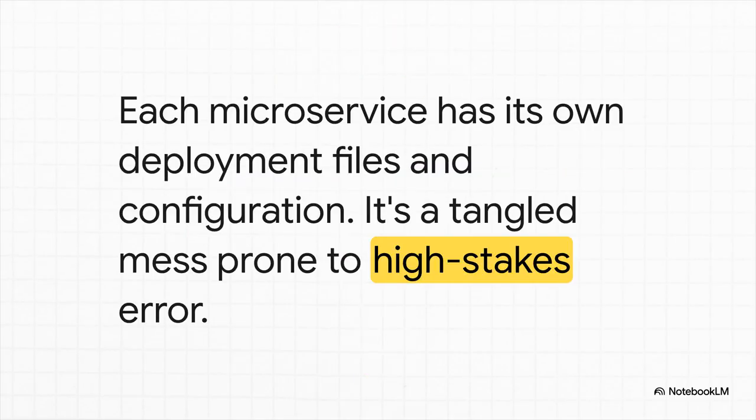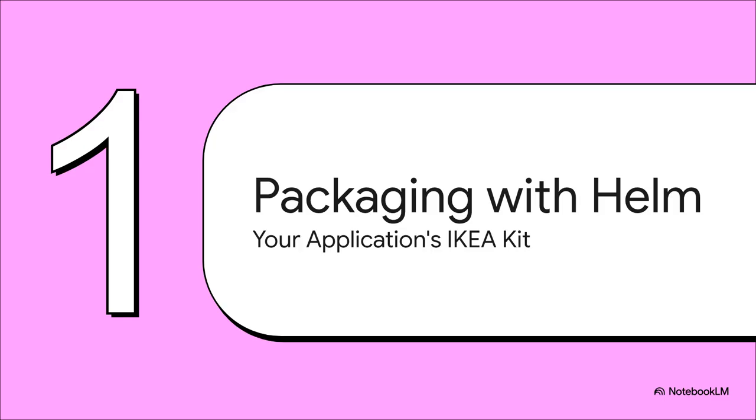This right here is the puzzle that developers are staring at every single day. Each of those 10 microservices has its own deployment files, its own configurations, its own little quirks and dependencies. And if you try to manage them one by one, you're going to end up with this tangled, knotted mess. A change over here could totally break something over there. It's just a high-stakes, super stressful situation that's begging for a human error. So how do we solve this?